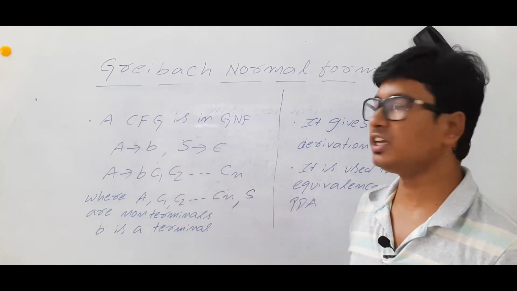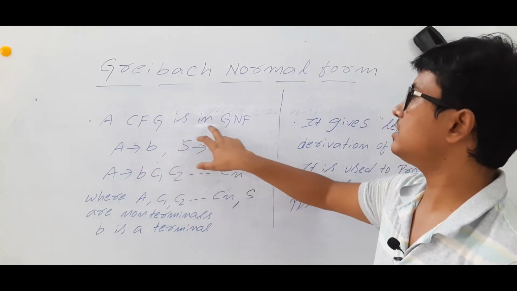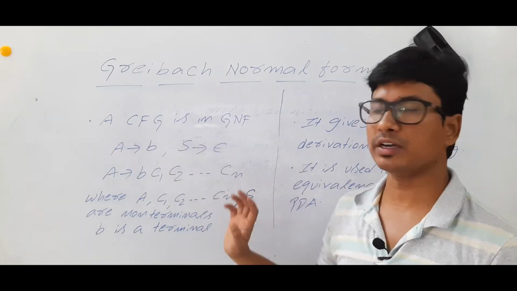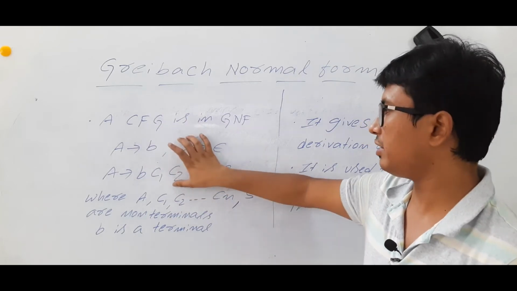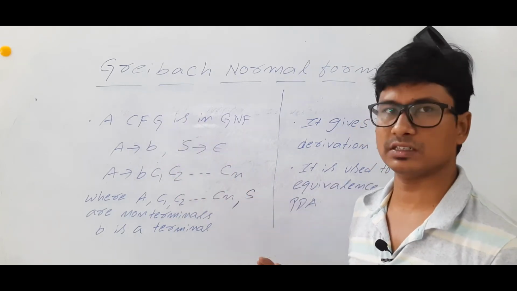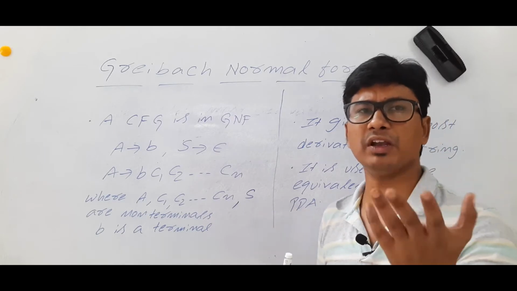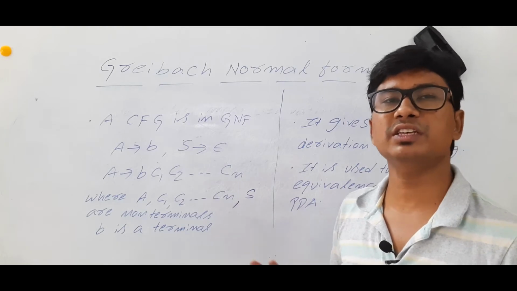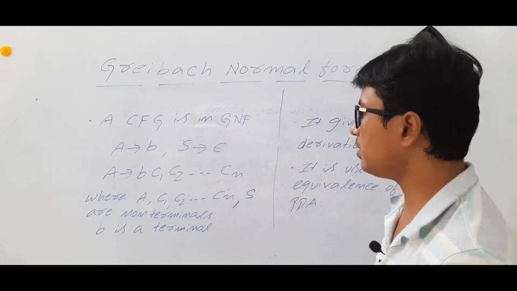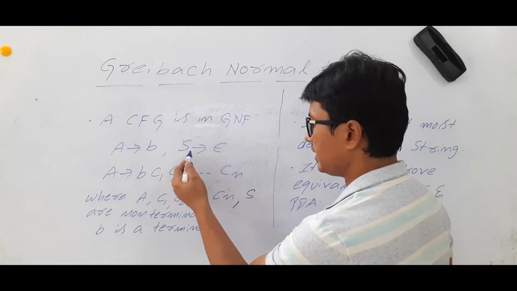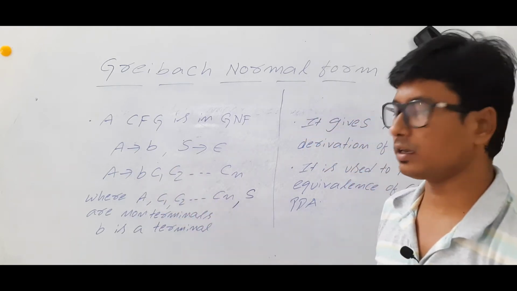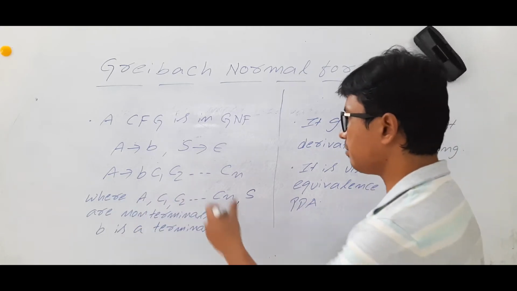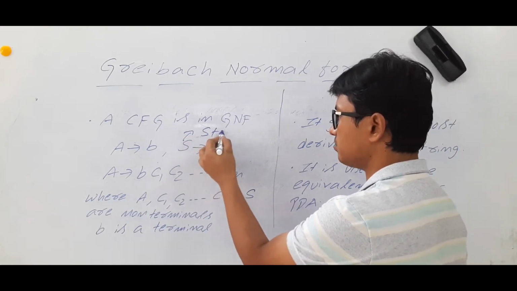A context-free grammar (CFG) is in GNF, Greibach normal form, if all the productions in the context-free grammar have one of these three forms, or three conditions. Is it clear? If all the productions are in these three forms, then we say that it is in the GNF. Now remember one thing: A, S, C1, C2, Cn are the non-terminals we have taken, and B is a terminal. And remember, S is the start symbol.